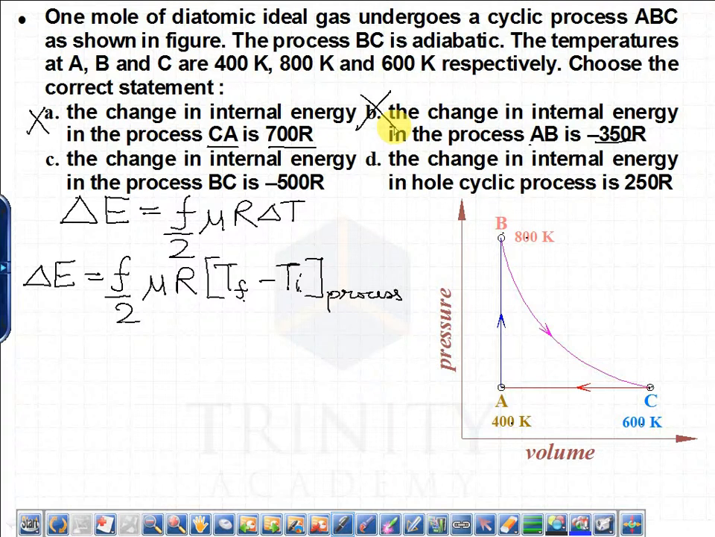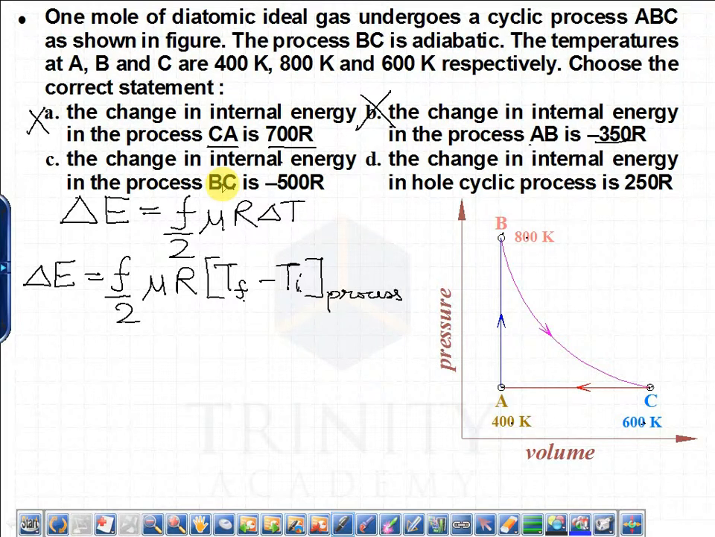Let us see option C. The change in internal energy in the process BC is minus 500 R. If we see the process B to C, then final temperature is lesser, initial temperature is larger. So obviously T final minus T initial term will be negative, giving delta E as negative. So in this case we can say that this is a possible option.